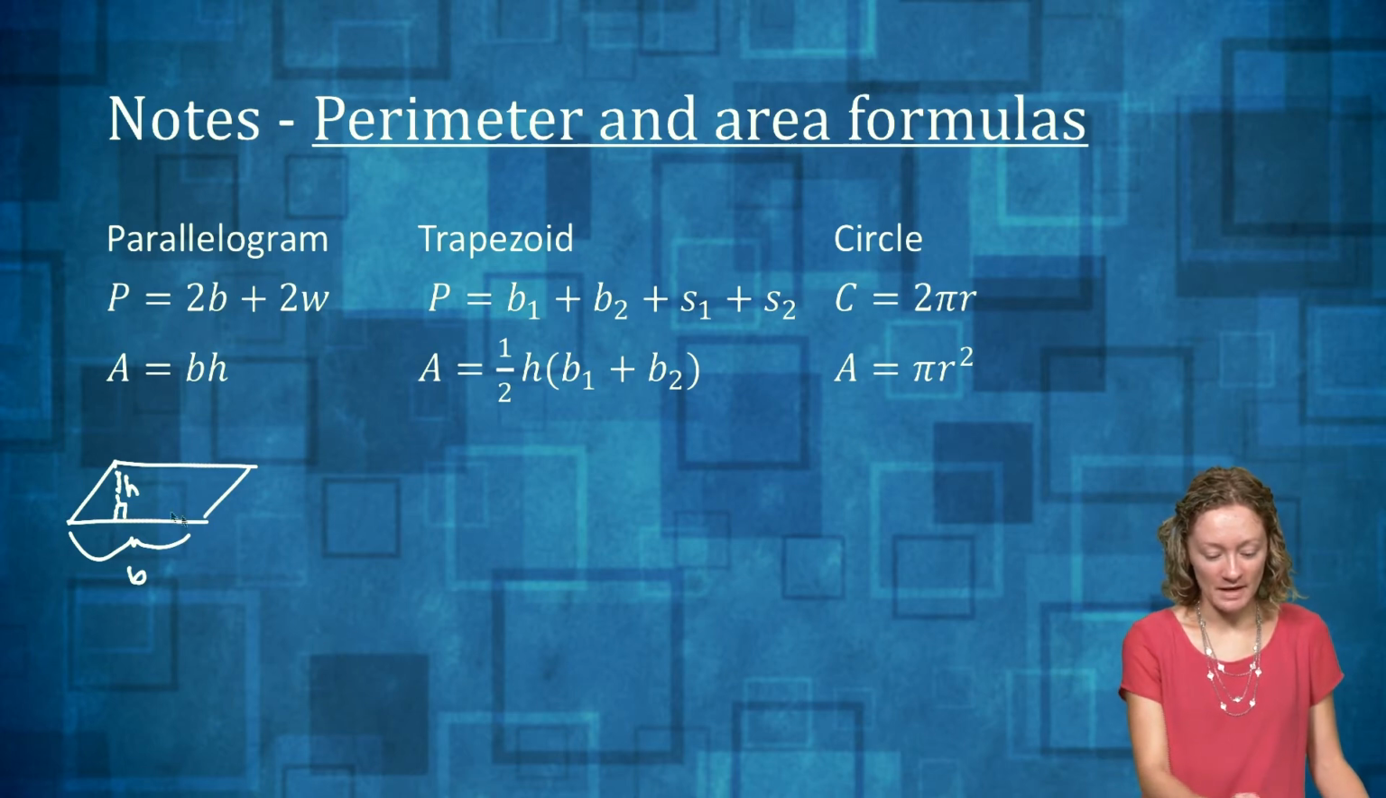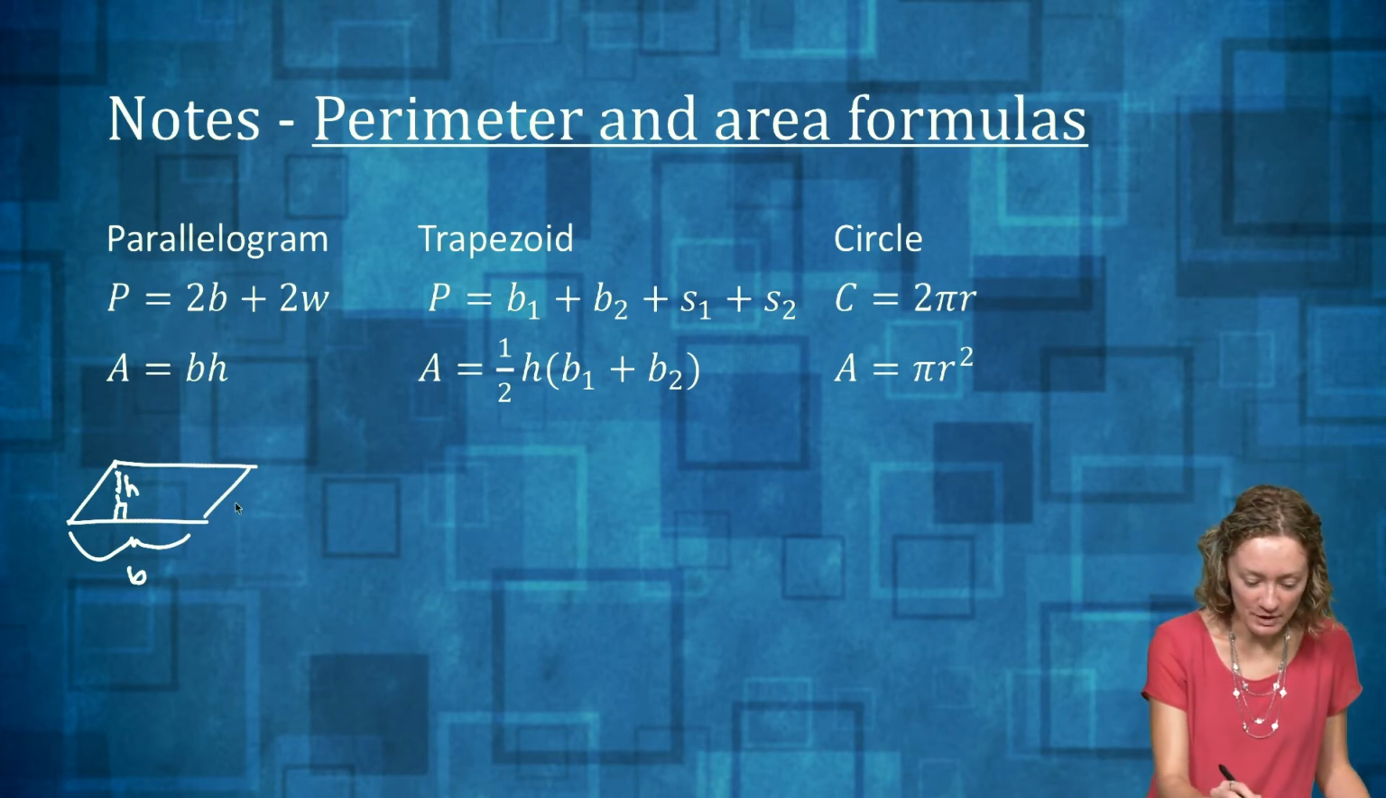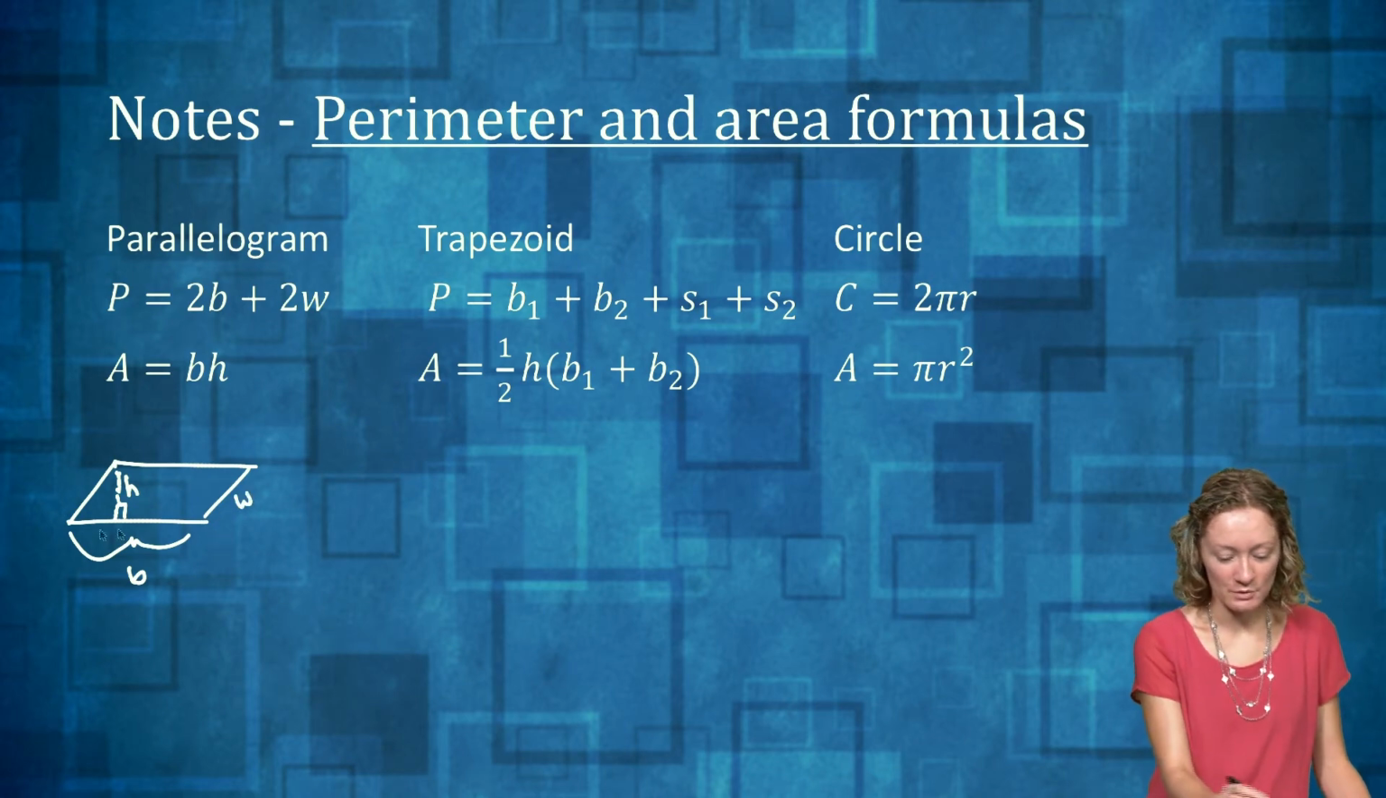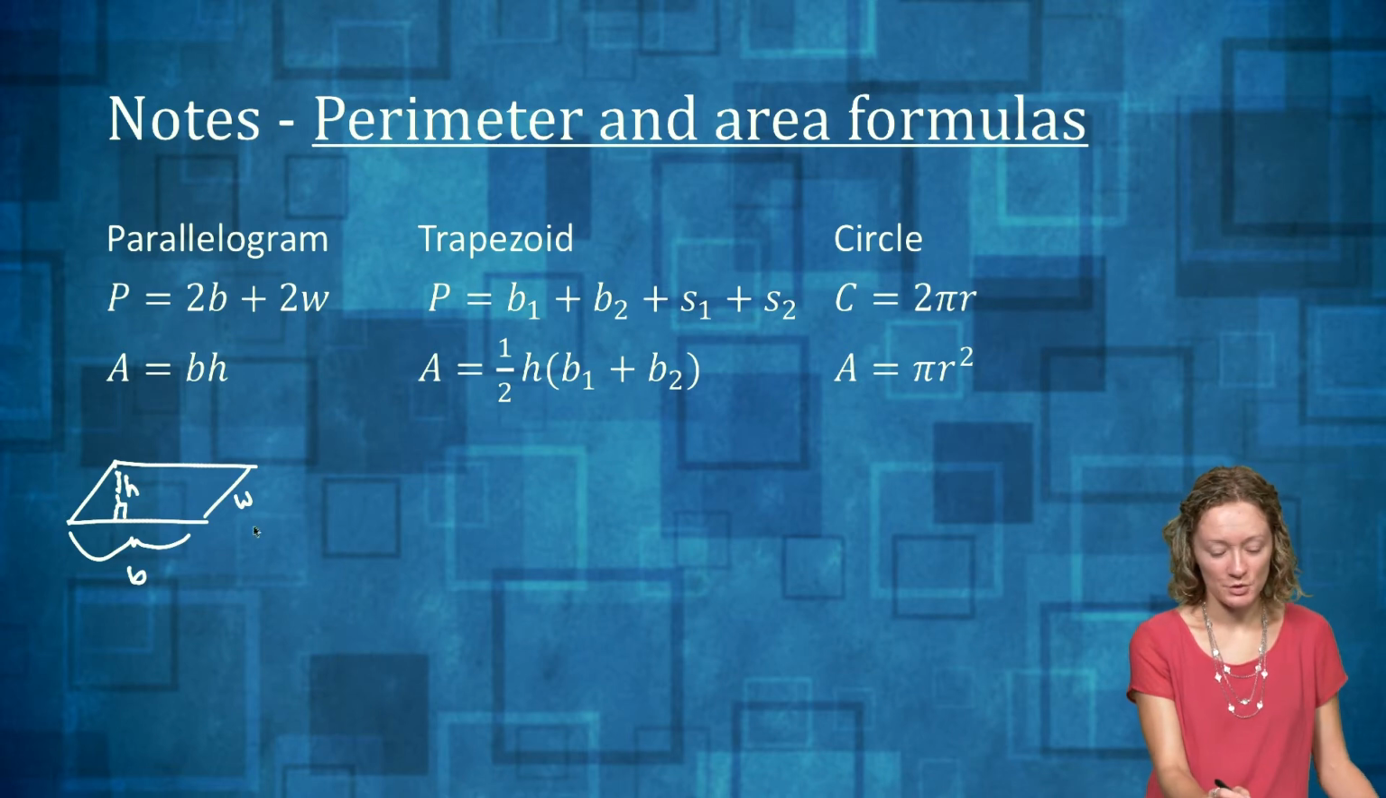Perimeter, 2 times base, because there's a top and a bottom, plus 2 times width. So for perimeter, you would need to know these outside numbers. Again, 2 times W, because there's 2 of them. And then the area is base times height.